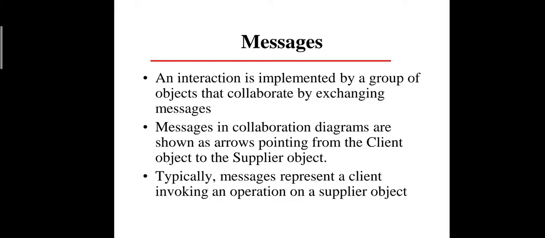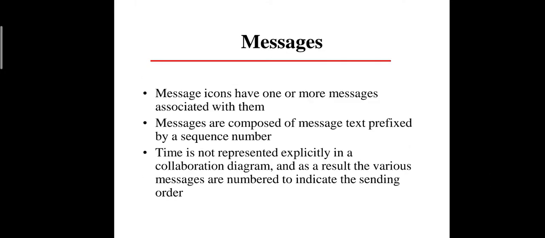The next element of our collaboration diagram is nothing but messages, an interaction that is implemented by a group of objects that collaborate by exchanging messages. So messages in a collaboration diagram are shown as an arrow pointing from the client object to the supplier object. Typically, messages represent a client invoking an operation on a supplier object. Now, message icons have one or more messages associated with them. It is possible that one object can send more than one message to another object to carry out that communication.